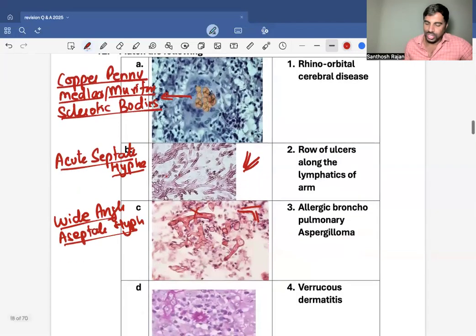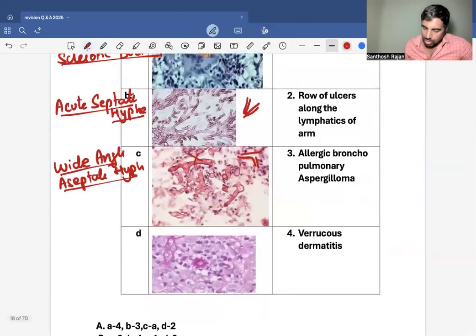So all are important questions. That's why I made it like this. Here I'm seeing a beautiful flower-like structure, like a star. It looks like a star. So I'm talking about the asteroid body. You definitely have asteroid body, and it's a highly expected question.